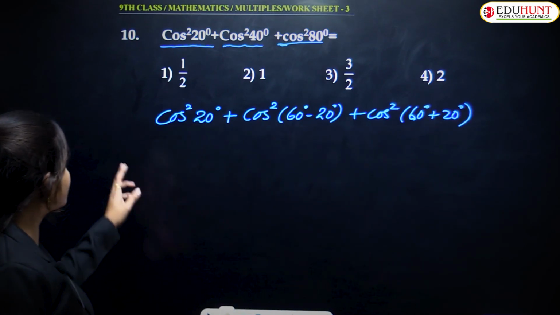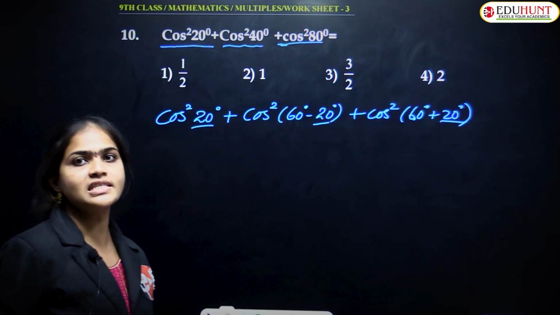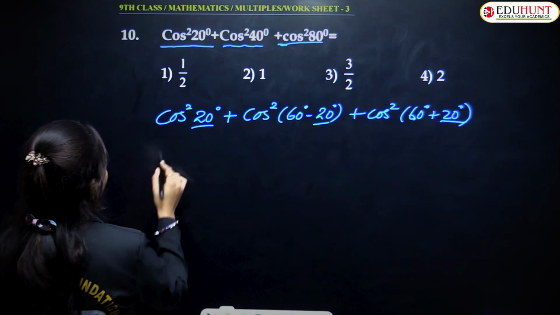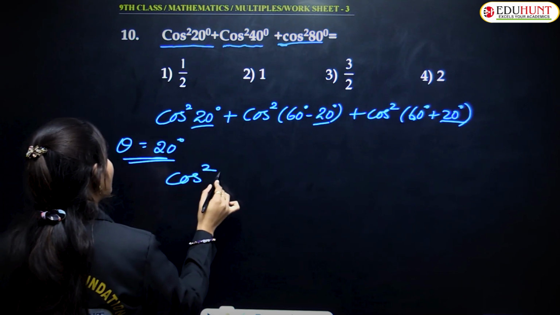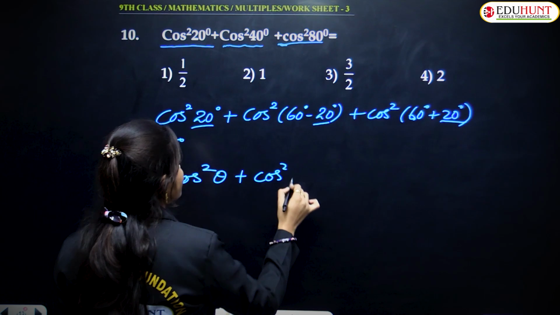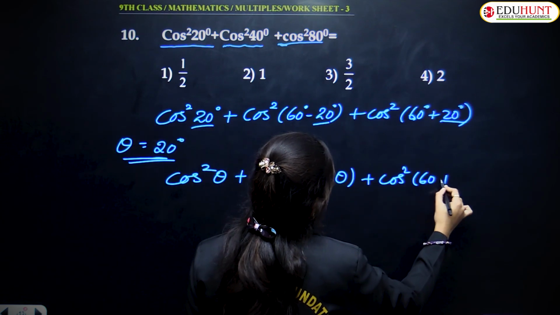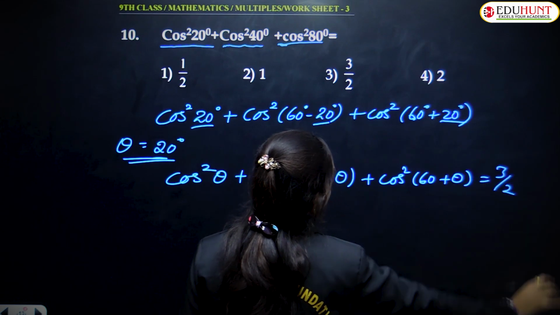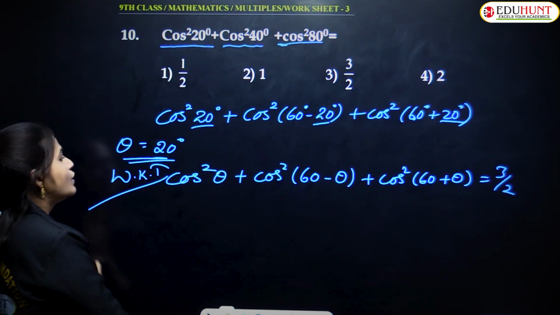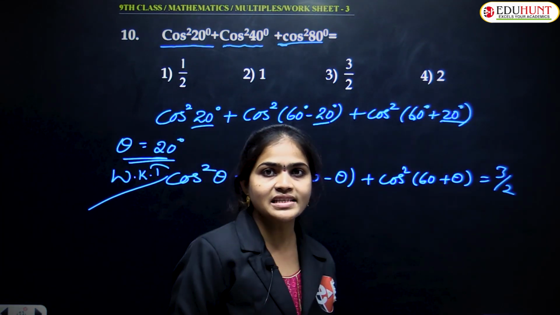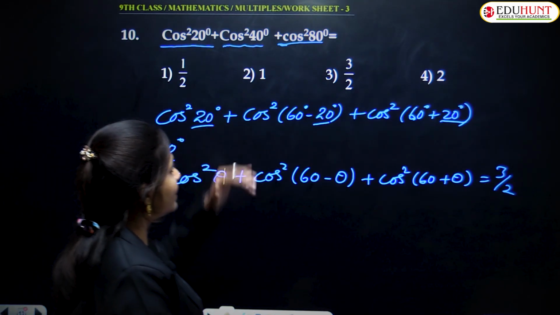Okay, now observe this one, it is in the form of 20, 20 and 20. That's why I told you to concentrate on the least angle. So here theta is equal to 20 degrees. So this is in the form of cos square theta plus cos square (60 minus theta) plus cos square (60 plus theta), which is equal to 3 by 2. Why? Because we know that identity, this is one of the identities, no? So cos square theta plus cos square (60 minus theta) plus cos square (60 plus theta) is equal to 3 by 2.